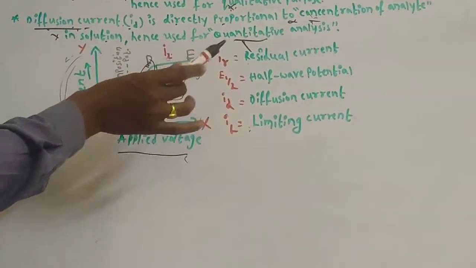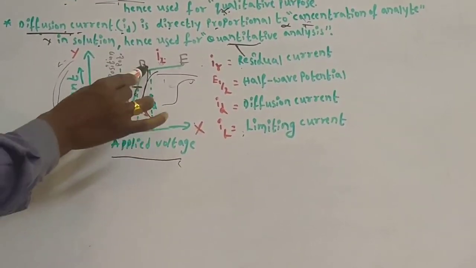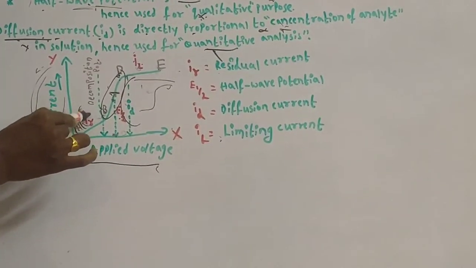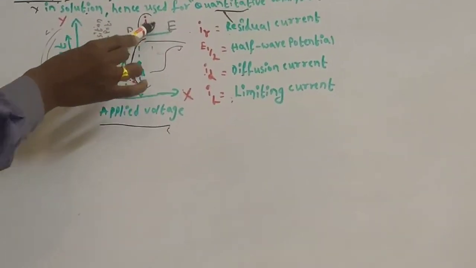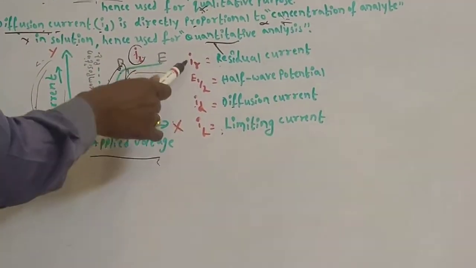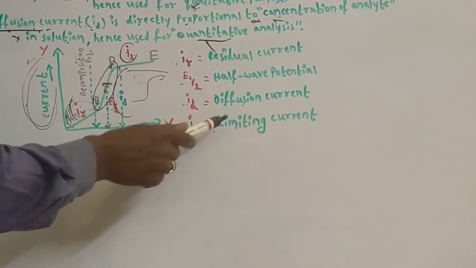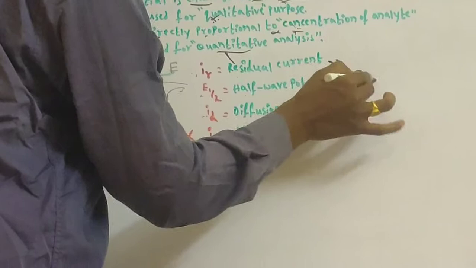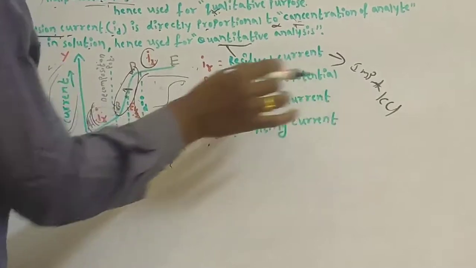The difference between the limiting current and the residual current is known as the diffusion current. Here I suffix d is the diffusion current. Here this is I suffix R, residual current; E suffix half, half-wave potential; I suffix d, diffusion current; I suffix L, the limiting current. Generally, residual current is due to the impurities present in the sample, as well as the supporting electrolyte that we use, that is KCl.